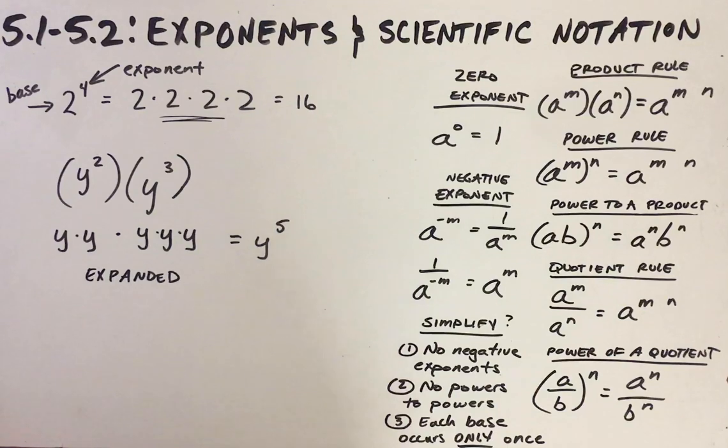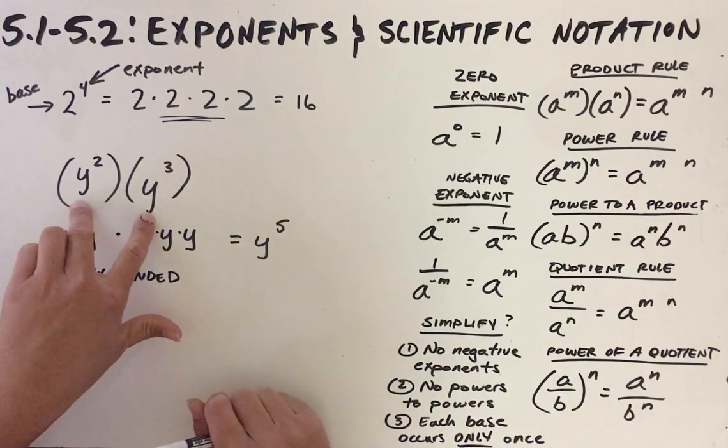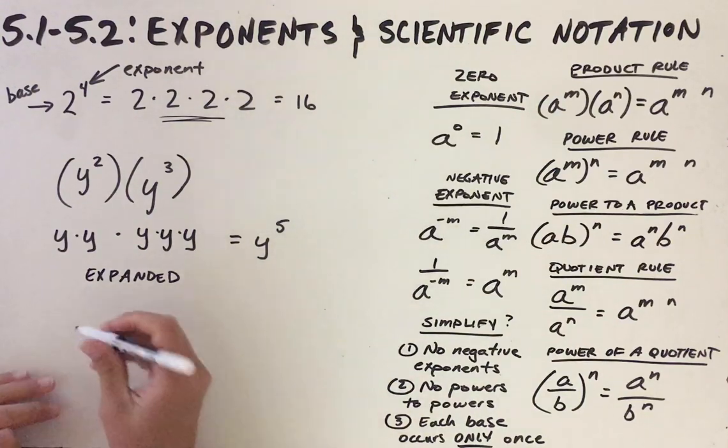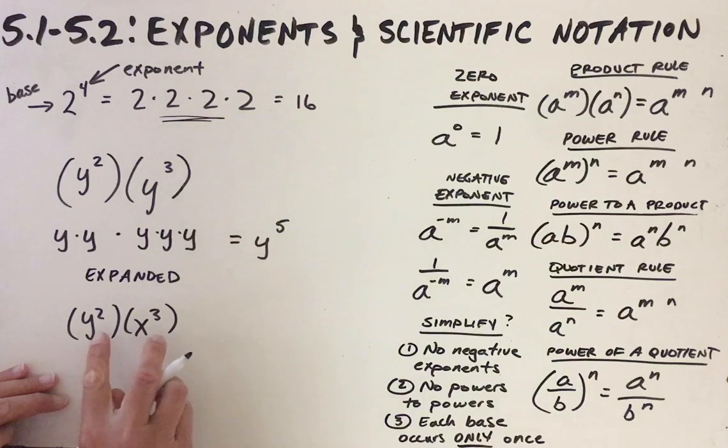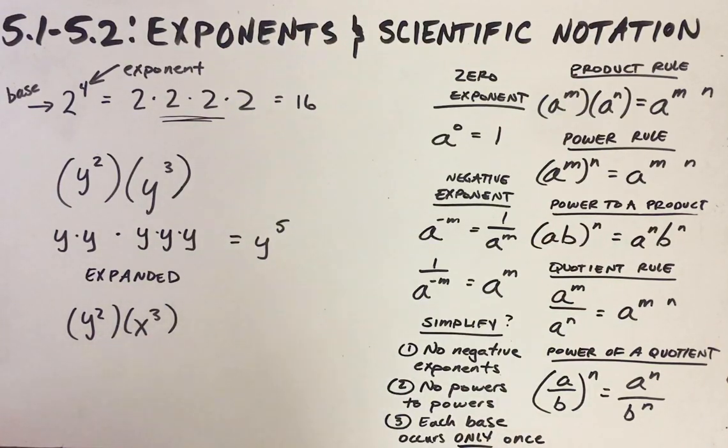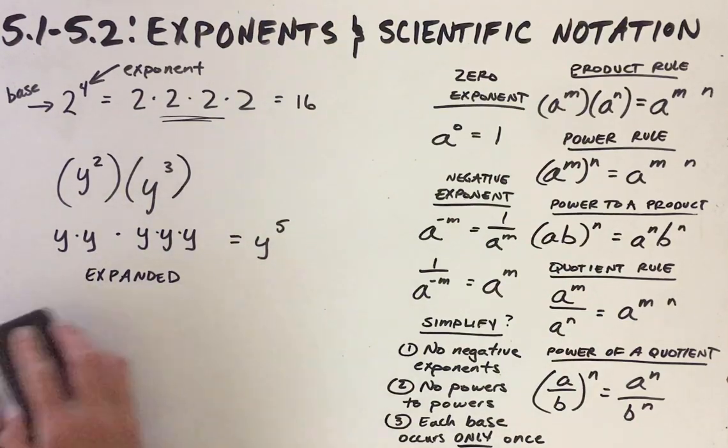So what that means is that when you multiply exponents, when the bases are the same, this only works if the bases are the same. So if I had y squared and I wanted to times this by x cubed, I can't combine their exponents because they have a different base. That would be bad. So this only works if you have the same base.